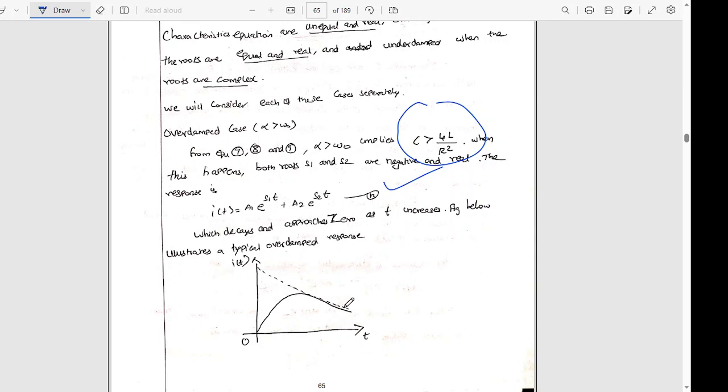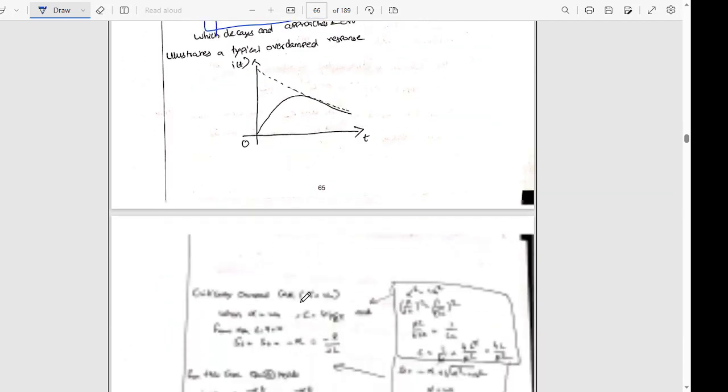Okay. So for the overdamped case, this will be the formula. How do you identify whether it is overdamped or not? Based on this value: if alpha is greater than omega naught, I can directly decide it is an overdamped case and consider this formula for solving the problem, which is i of t equal to A1 e power s1t plus A2 e power s2t. How do you calculate A1 and A2? A1 and A2 will be calculated by using the initial conditions.